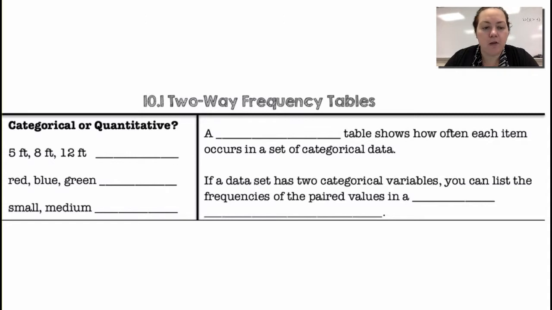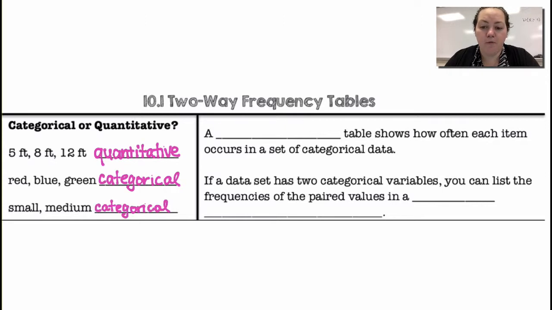All right, so 5 foot, 8 foot, 12 foot, those are measurements, so that is quantitative. Red, blue, green, those are categories, that's categorical. Small, medium, okay, even though those are measurements, they're breaking them up into different categories, so that would be categorical.